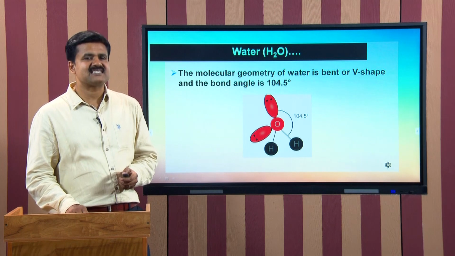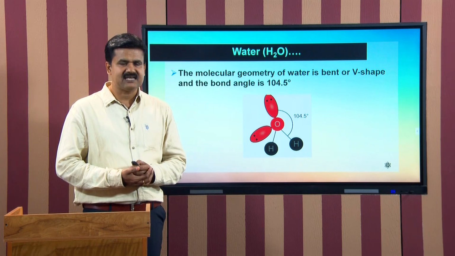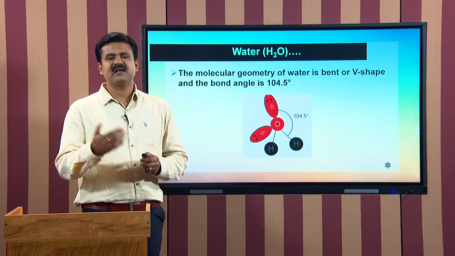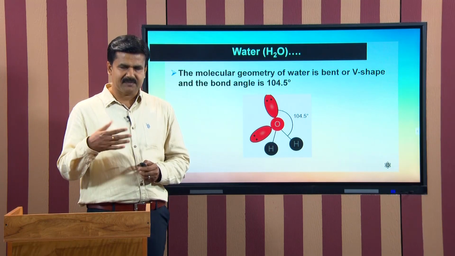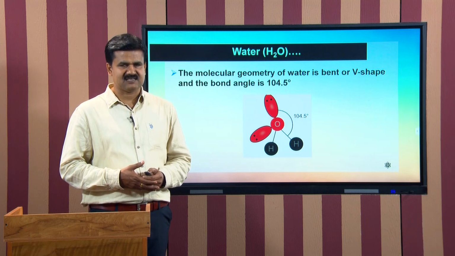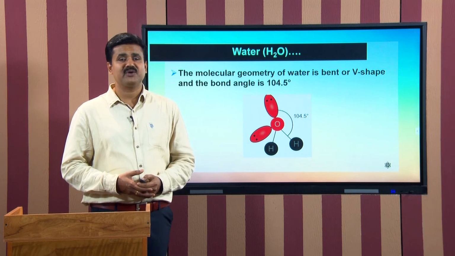Thus, by this discussion, we have considered the quantum mechanical treatment of sp3 hybridization with relevant examples. That is all about the present module.